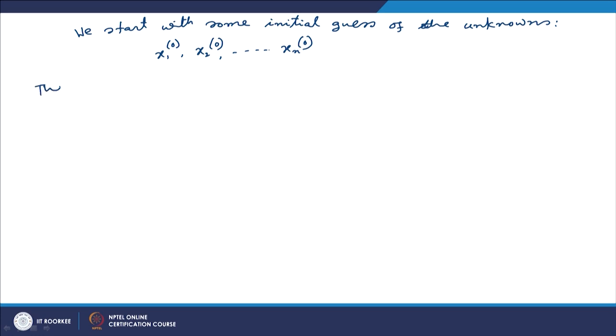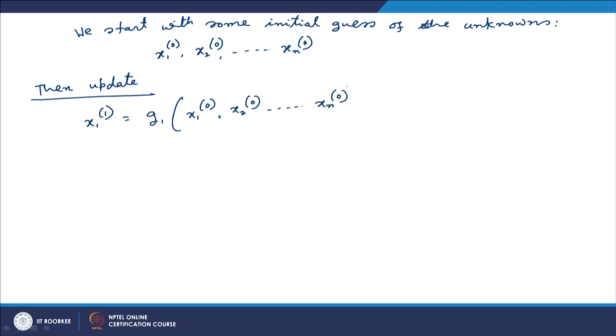Then what we do? Then calculate, then update. Now what do we update? We update x1 at the first iteration as function g1, and we replace x1 0, x2 0, xn 0. When we try to update x2 1, then we use this function g2. Now in the first equation we have used x1 0, because when we are trying to update x1 we did not have any other value of x1, but when we are trying to update x2 we have already calculated x1. So therefore for g2, instead of using x1 0 we use x1 1, the latest value available, but for x2 we did not have it as yet.